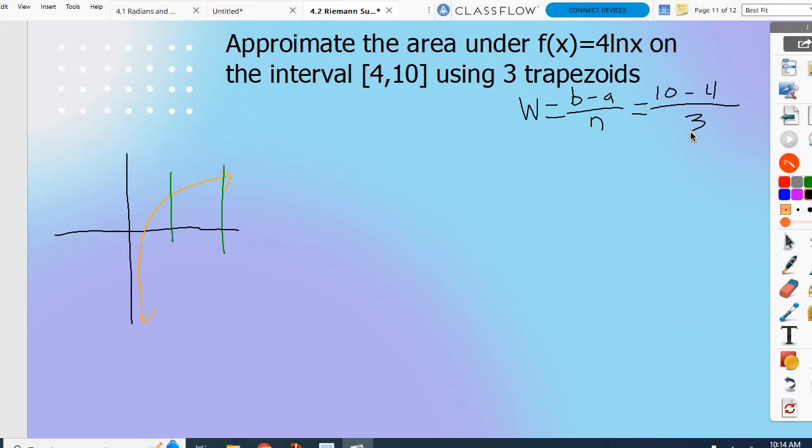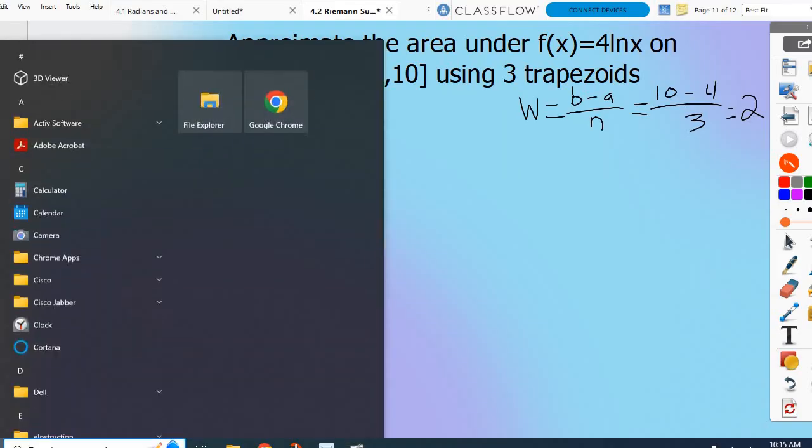So what did we get there? 2. Which means that our intervals are going to go from what to what? We'll start at 4. So 4 to 6, 6 to 8, and 8 to 10. Right, I'm okay with that.